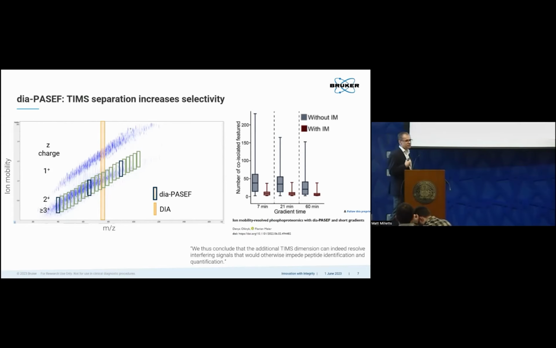So obviously, the more things you co-isolate, of course, the more complex a set of spectra and fragments you have to then go and deconvolute, right? So there's a real benefit to only isolating the peaks of interest.